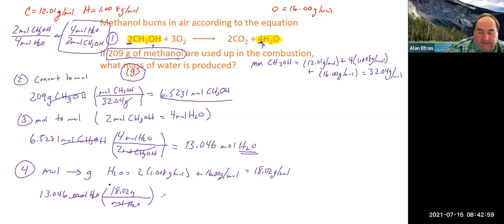So try that again. So let's see here. We're going to take that and times it by 18.02. And that would get us something like 235 grams of water here. At this point, I'm going to round it to 3 significant figures because really the only number given to us is this number here, which is 3 significant figures. So that's why I would round my answer.